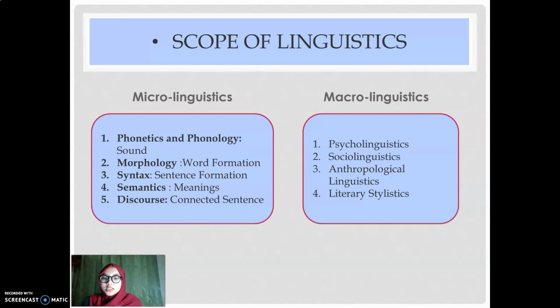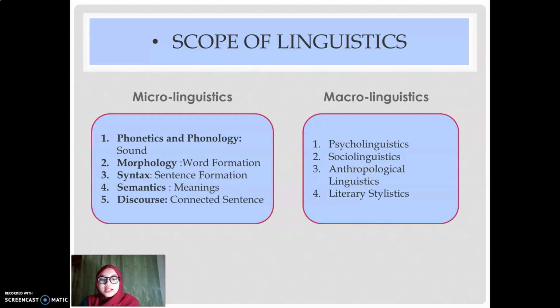The second aspect is sociolinguistics. It is the study of language variation and change. It means how varieties of language are formed when the speaker belongs to a geographical region, social class, social situation, and occupation. The third aspect is anthropological linguistics. It studies the evolution of language in human society and its role in the formation of culture.